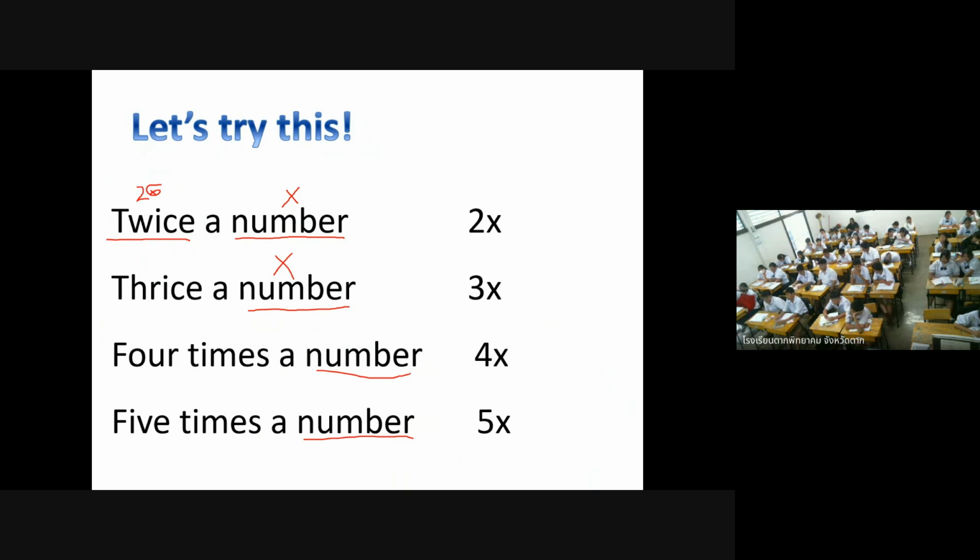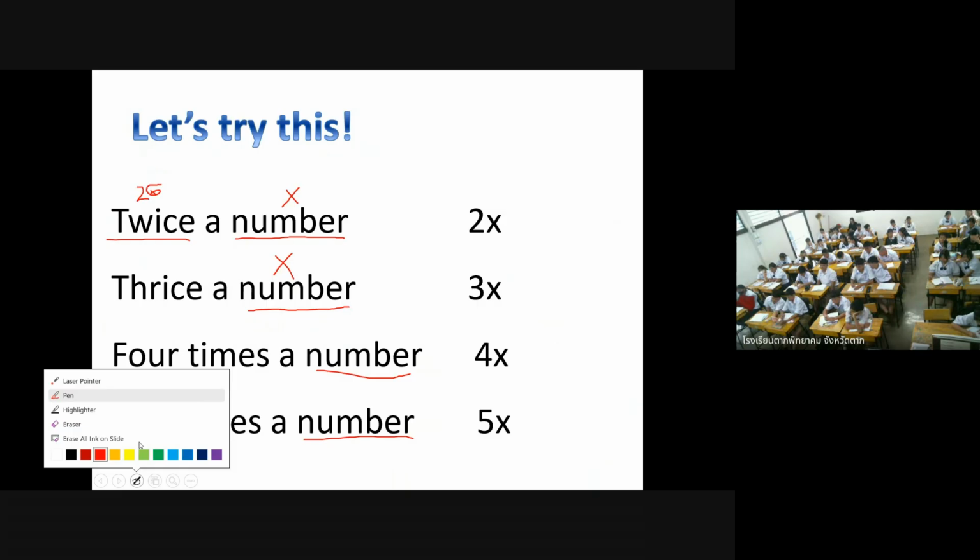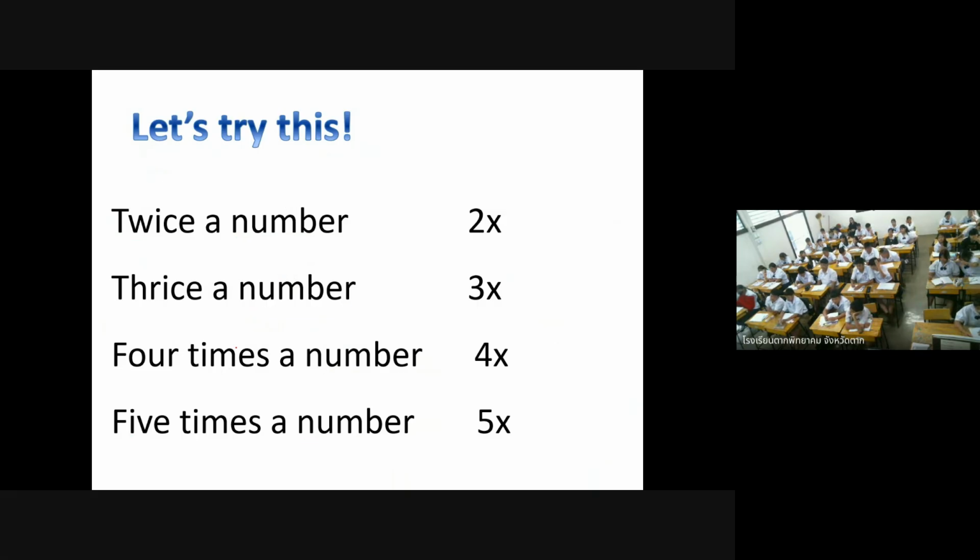Again, the number can be any letter: A, B, C, D, X, Y, Z. But normally, if you don't see any letter, let's just use the letter X. Do you understand? Good. You finish copying, right? It's okay if you don't copy.